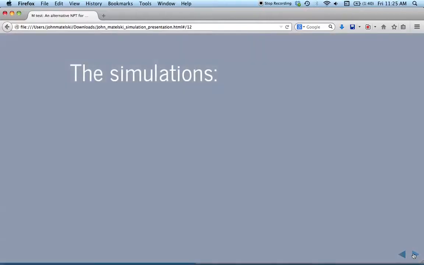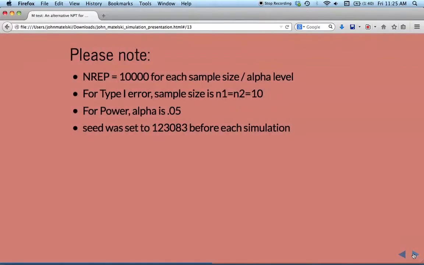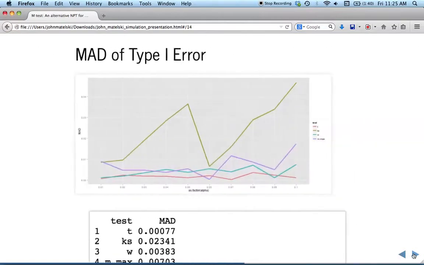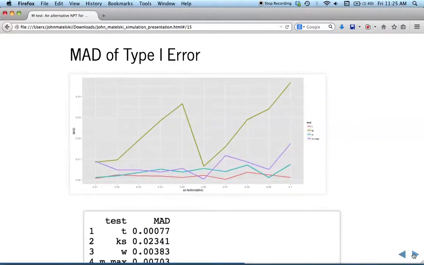Okay, so now we move on to the actual simulations. For each simulation, I'm doing 10,000 replicates for each sample size or alpha level. For type 1 error, the sample size is set to 10, and for power, I'm using 0.05. I reset the seed in R for each simulation. Okay, so comparing normal DGPs, that means that S1 and S2 are both coming from a normal DGP, in this first case with equal parameters.